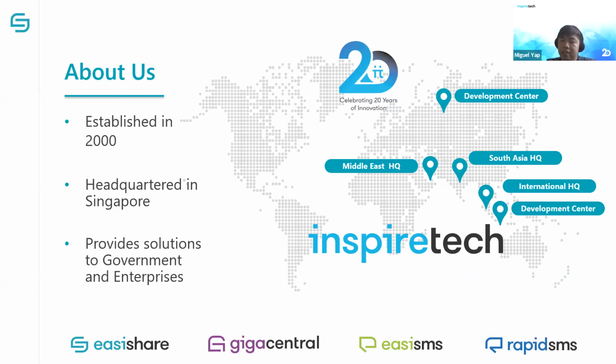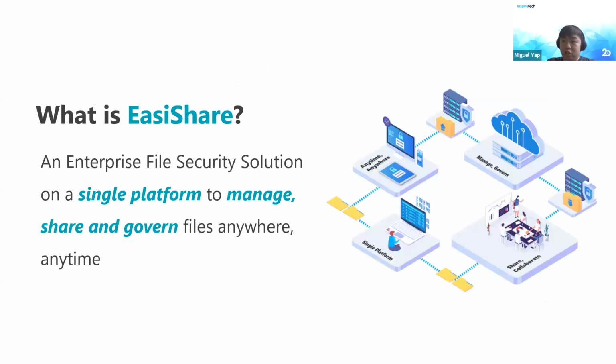The four logos that you have seen at the bottom of the slide are our products: EasiShare, GigaCentral, EasiSMS, and Rapid SMS. However, today we'll be focusing on EasiShare, and some might know what it is, but I'll give you a short summary. It's an enterprise file security solution using a single platform to manage, share, and govern files anywhere, anytime, securely.